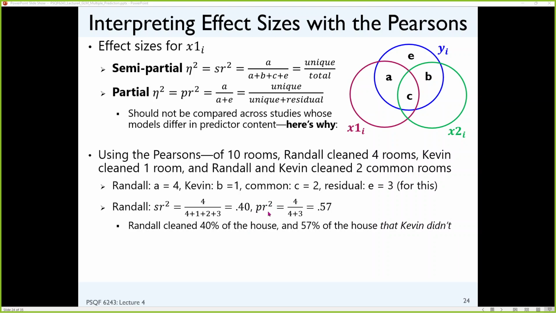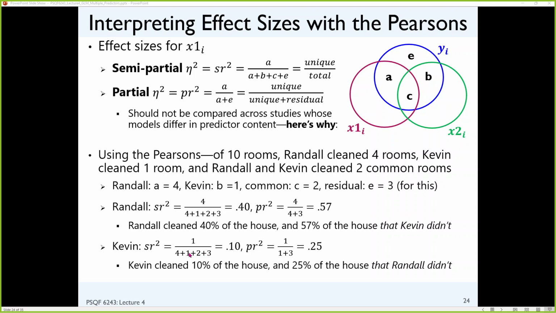So partial eta squared, though, drops out the contribution of Kevin and the common part, and it's only how much did Randall do that no one else did. So Randall cleaned 40% of the house, but he also cleaned 57% of the house that Kevin didn't. That's harder to hang on to, I think. And Kevin, meanwhile, cleaned 1 room. That's 10%. That's semi-partial eta squared. But he cleaned 25% of the house that Randall left for him.